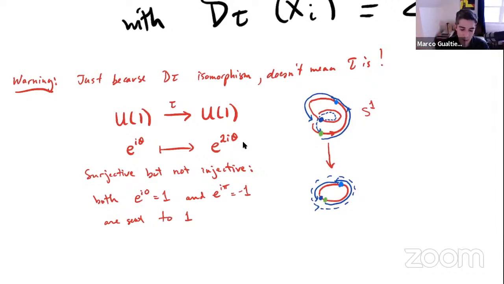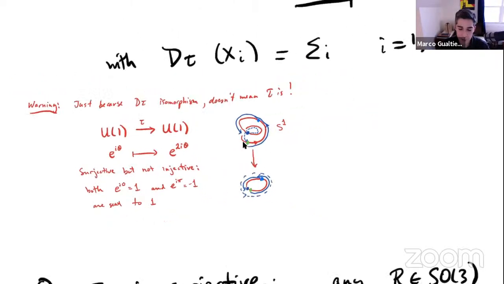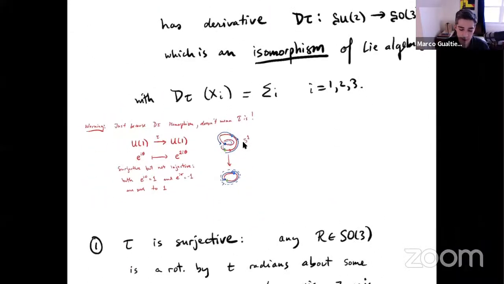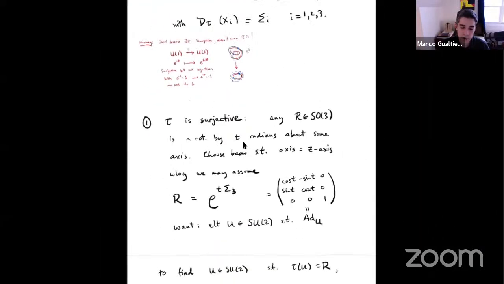Pi rotation and zero rotation are both being sent to the same point. E^{i0}, so 1 and -1 on this circle are both sent to 1 on this circle. So this is basically the prototype of what's happening between the two groups. So let's explore the same behavior for SU2.